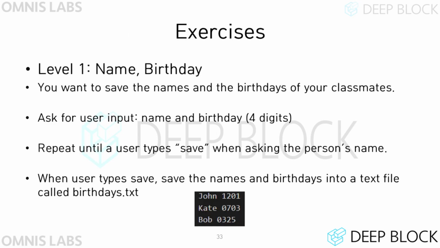Now, let's solve some problems. Assume that we want to implement a program that stores the names and birthdays of classmates on the computer. Write a program that continuously takes the user's name and birthday and saves them into a file called birthdays.txt. If the user enters save instead of name, the program should be terminated after saving the data entered so far in the file. In the text file, save the information in the format shown below on the slide.